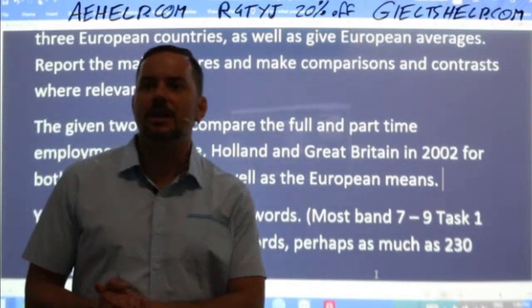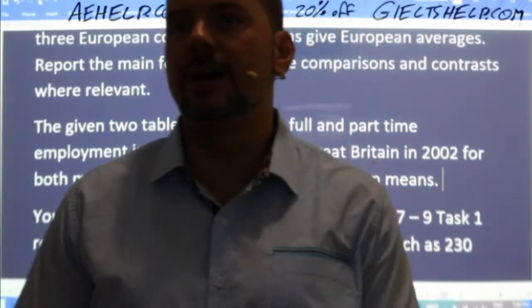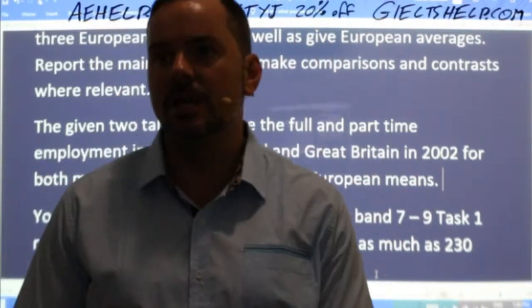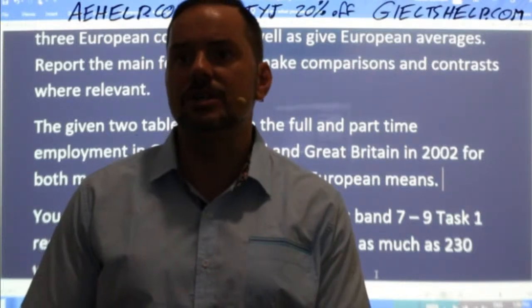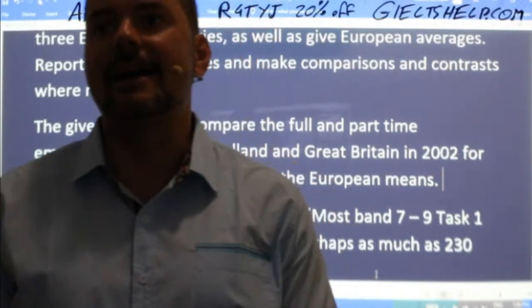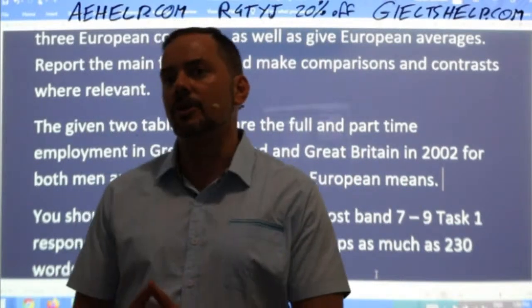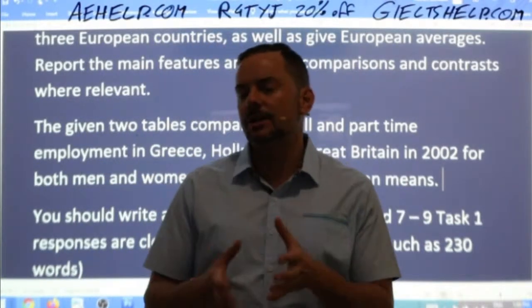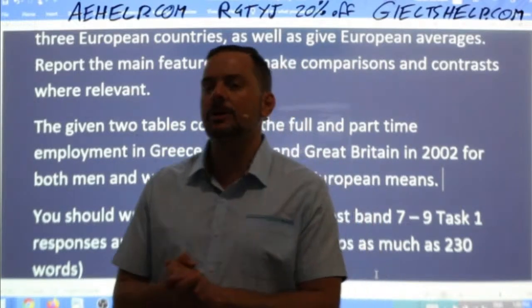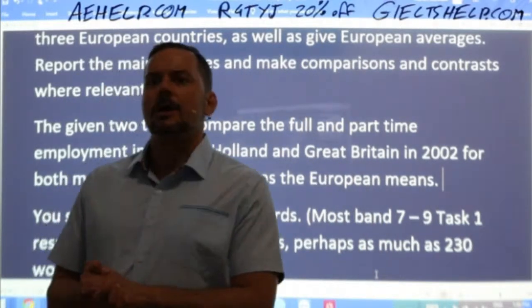Jainil, the given 2 tables elicit the percentage of part-time and full-time workers in 3 Schengen countries, Greece, Netherlands, UK, and the European averages in 2002. Yeah, the Schengen meaning part of the European Union. I don't know, Jainil, if that's important to include, but it's a nice use of vocabulary.